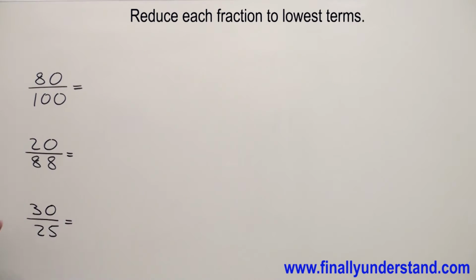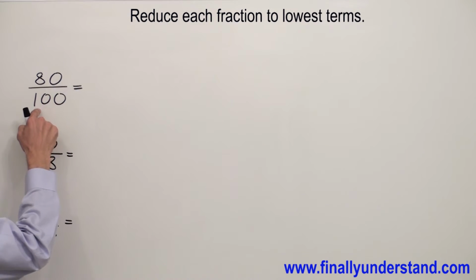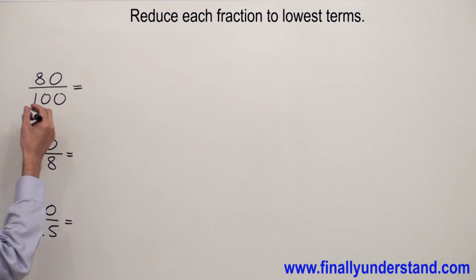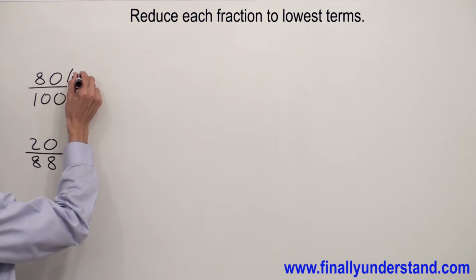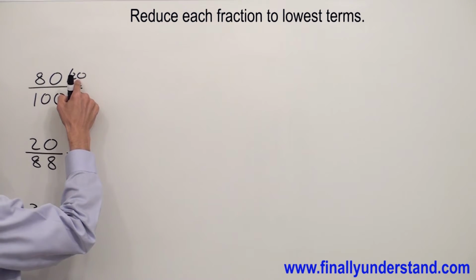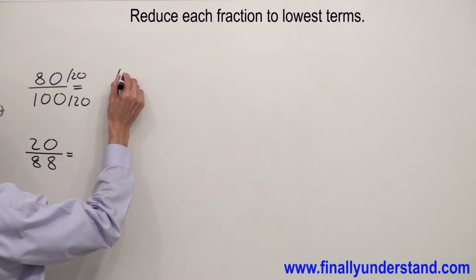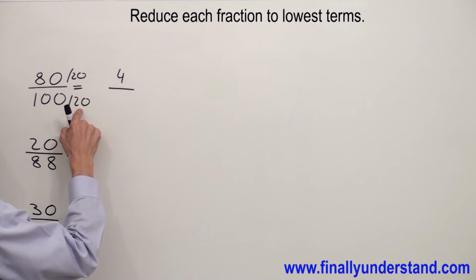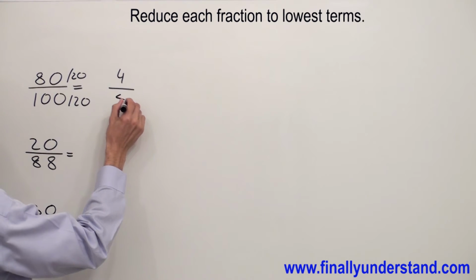Okay, this time we are going to reduce a little bit bigger numbers. Now we have 80 over 100. 80 and 100 are divisible by 20. 80 divided by 20 is equal to 4. 100 divided by 20 is 5.